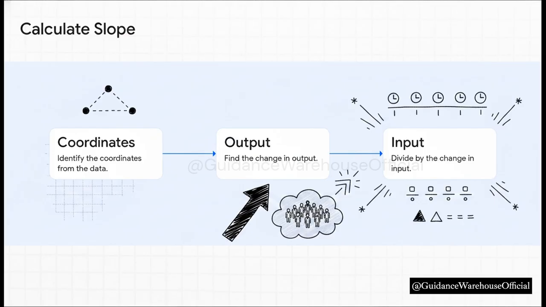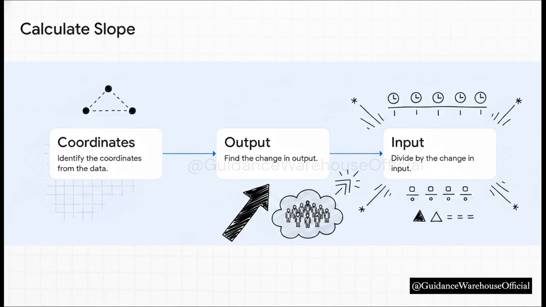Step 1, identify your coordinates. Our first point is 0, 6,200. Our second point is 5, 8,100. Step 2, find the change in output. We take the final population of 8,100 and subtract the initial 6,200. That gives us 1,900, meaning the town grew by 1,900 people.